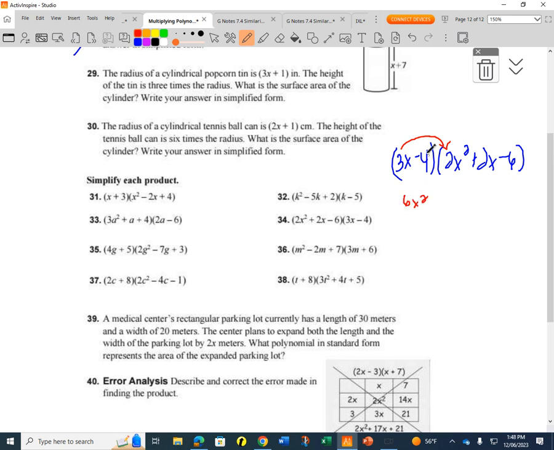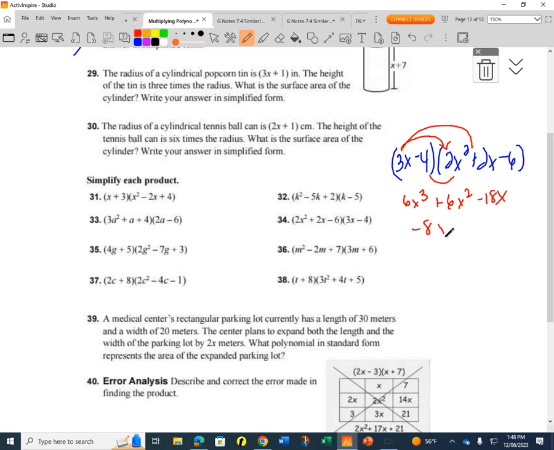6x squared. I'm sorry, that's 6x cubed, isn't it? Yeah. 6x cubed plus 6x squared. I'll work this one. If you have a question on it, you can watch the video. So the last one I'll put in the video. It'll be at the end of the video. But I need y'all not to be talking. And minus 18x. I did good.